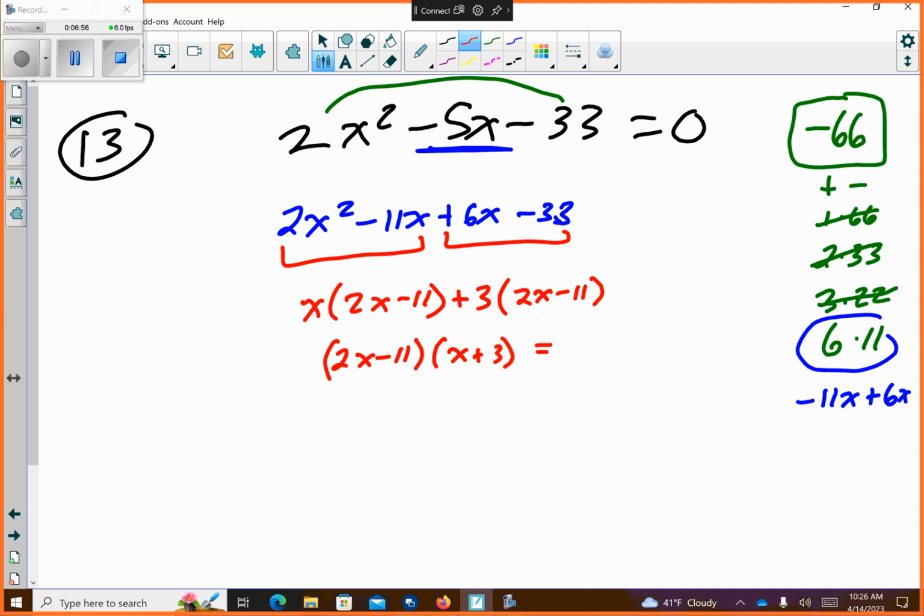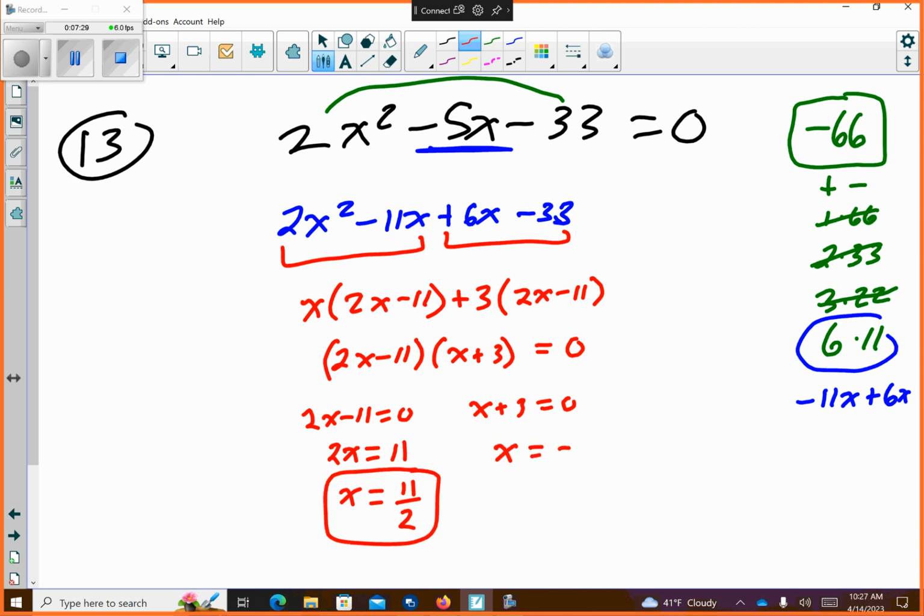What should I do when I get to this point to solve it? All right, well, I don't want to distribute if we're already undistributed. What should I do with each set of parentheses? Equal to 0. Very good. And then just solve each. So I'm going to add 11, divide by 2, and then I'm going to subtract 3. And there's my two answers.